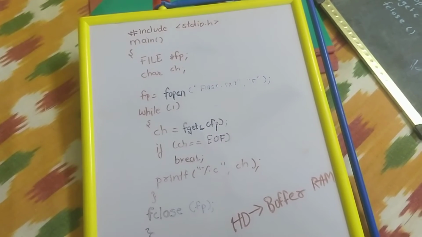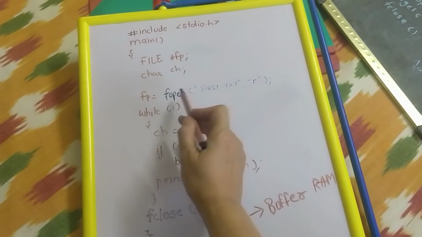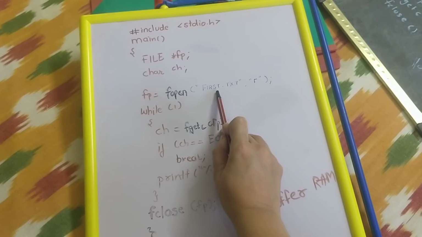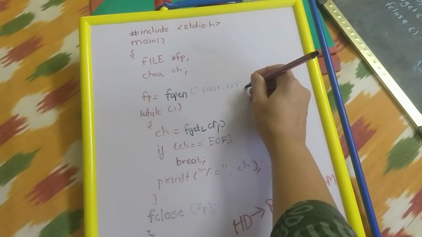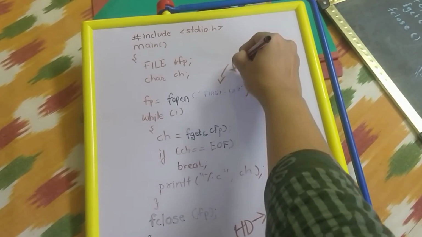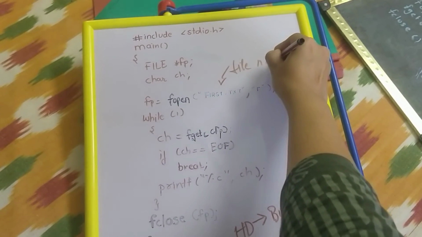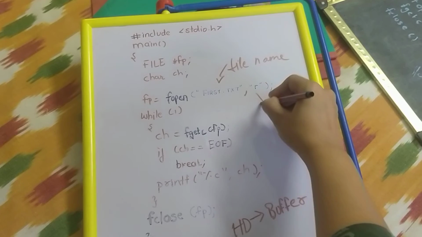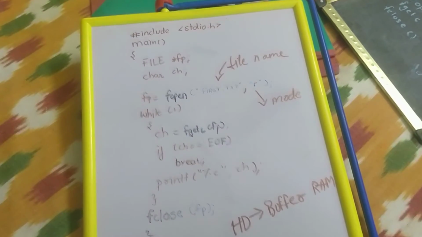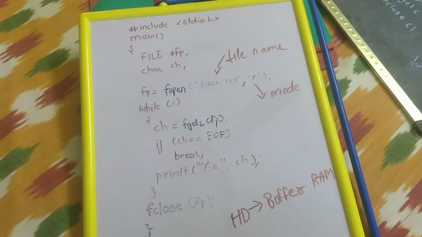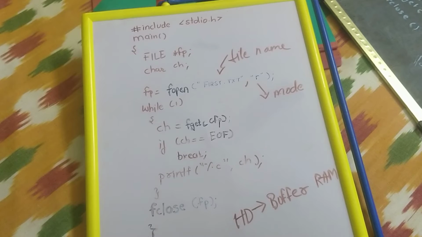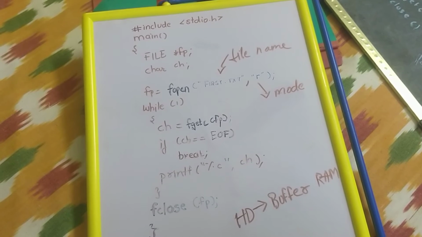Here you can see for opening the file, I am using the fopen function. The first argument in the function is the file name. This is the file that we want to open. The second argument is the mode in which you want to open it. Mode tells the compiler whether you want to read the file, write the file, or append to the file.